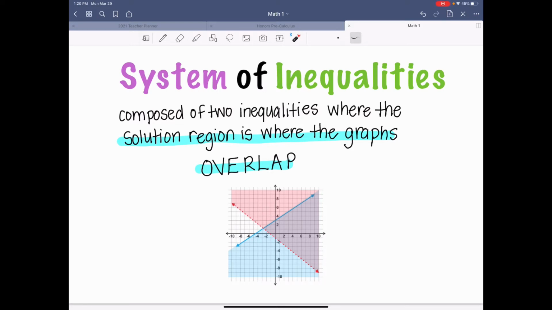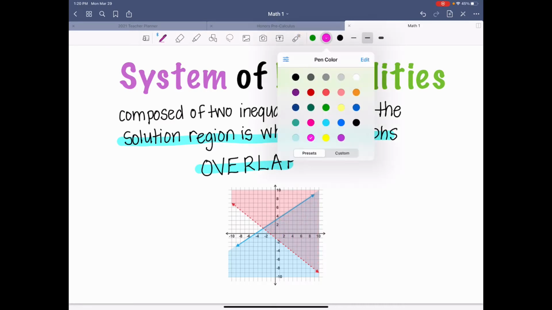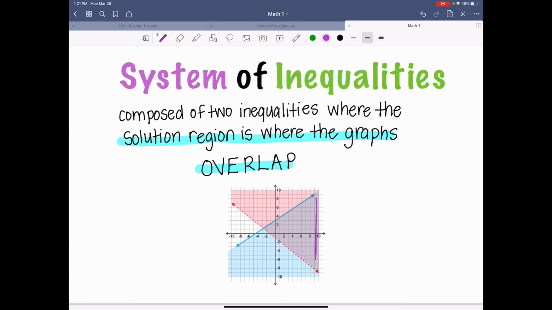So if I'm looking at this graph down below, I can see that there's two graphs that are shaded here. So I have the dashed line right here and the shading going up, that's in red, okay? Then I have my solid line and shading going down, that's in blue. Well, those two graphs are going to overlap each other, and they overlap in this area right here. Now, that overlap, and I'm actually going to get the purple because it kind of looks like a little purple color. So this overlap right here is where the solution is.